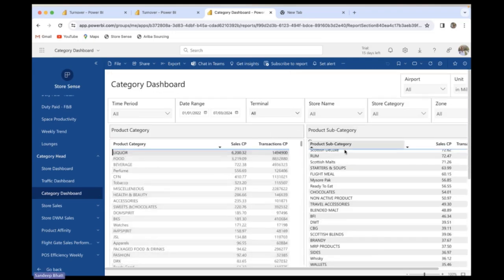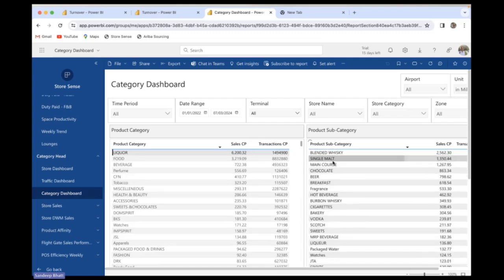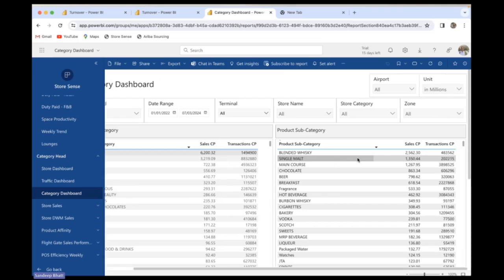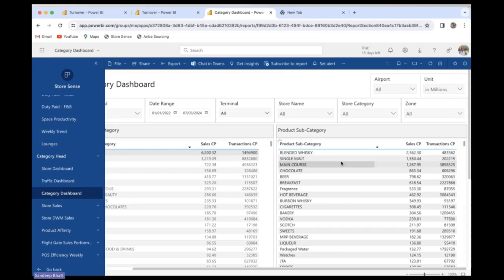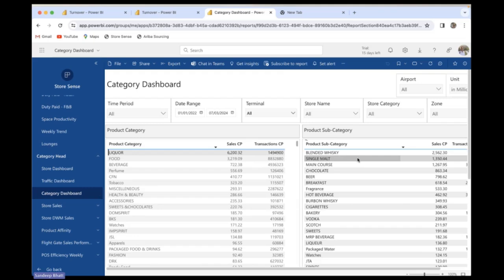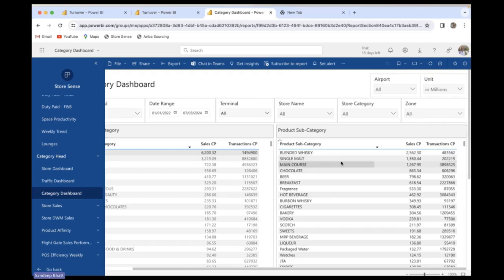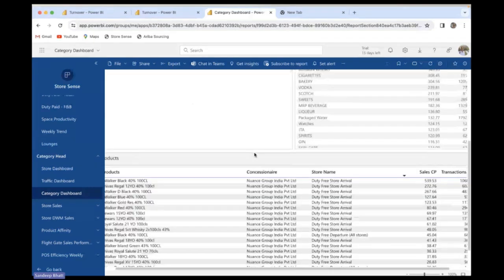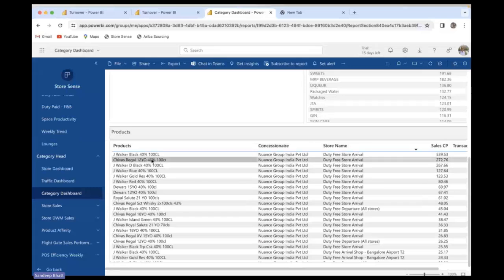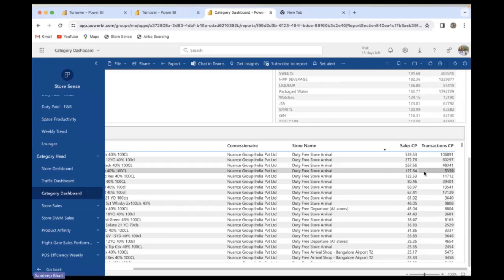So when I select liquor, my category portlet will change and give me the stats by liquor up here in terms of blended whiskey. What is the sales current period? How many transactions did I have? What are the product categories I had? When I click on, say, blended whiskey, what are the top 10 products that I have? In terms of products, what are the sales current period versus transaction current period, right?